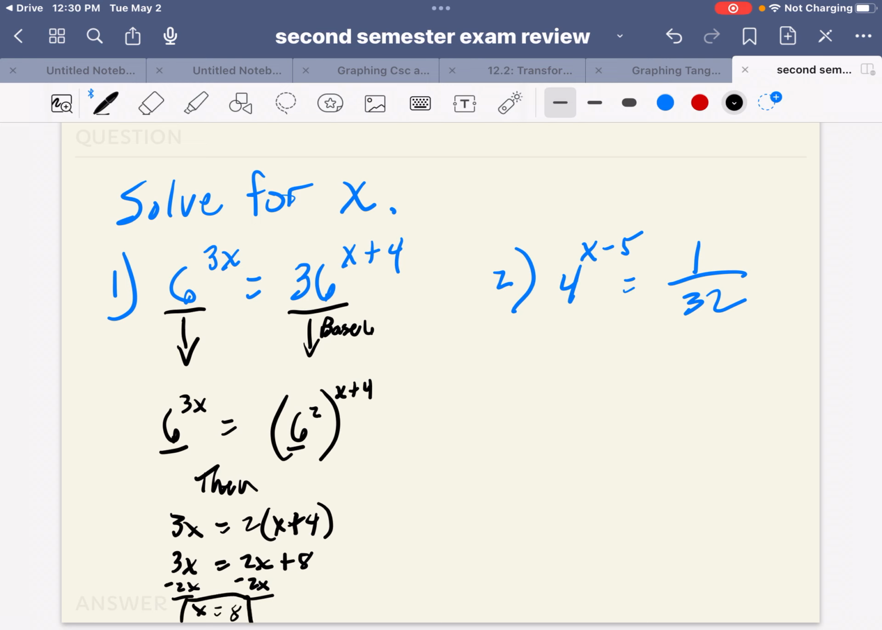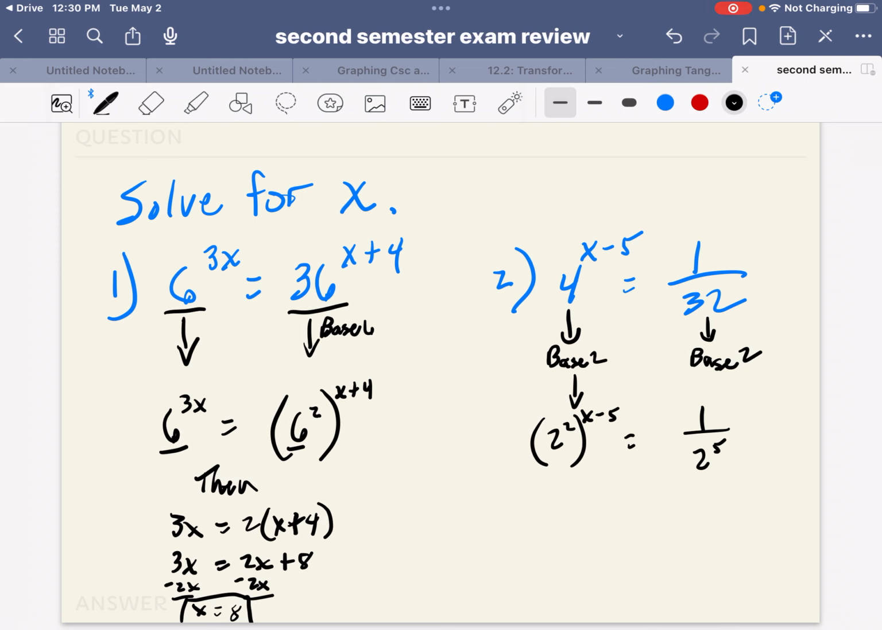All right, come over to the second example, a little bit more difficult. The left side has a base of 4 and the right side's a mess, 1 over 32. But are you noticing that 4 is a base 2 number and 32 is also a base 2 number? So watch what I can do. I can change the left side to 2 squared to the x minus 5. The right side I can change to 1 over 2 to the 5th. 32 is 2 to the 5th.